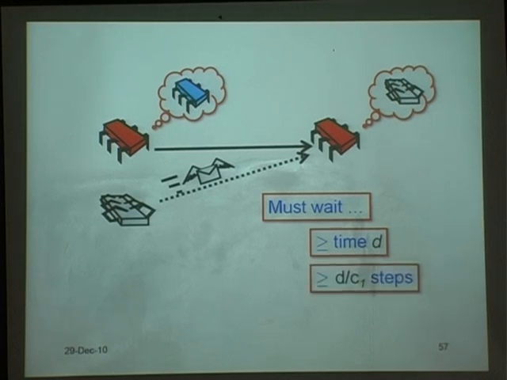So for time d, you have to wait at least d over c steps, which is real-time d times c. So your timeout here is time d, the message delay, times c, which is the measure of asynchrony.